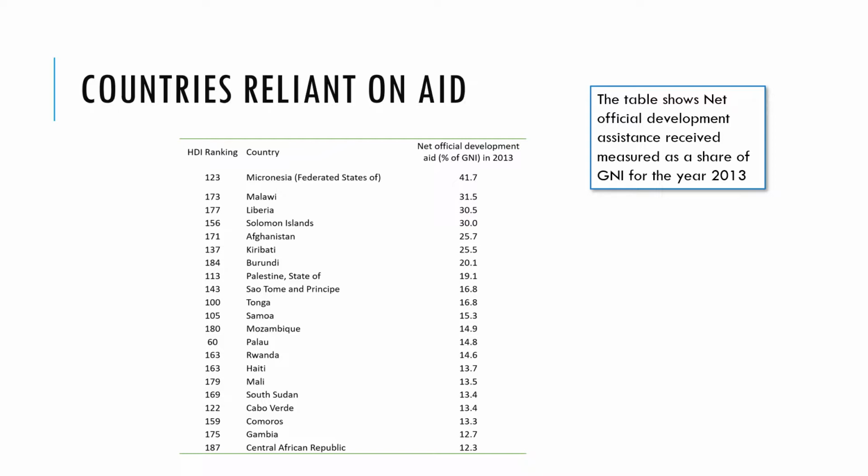So this is a list here of countries, and the percentage column shows you the percentage of GNI, gross national income, that's made up from receiving aid. So these countries here, 20% and above, have quite a significant source of income from aid.